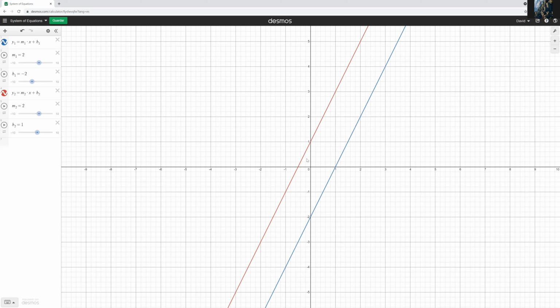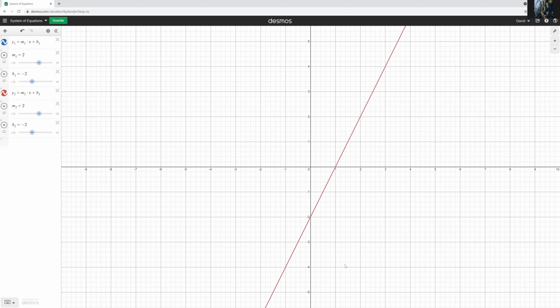And we have the last case. If these two lines not only share the same slope, but they intersect the y-axis at the same point, then if you see, we cannot distinguish one line from the other. That means that every single point on both lines is an intersection point. Therefore, there is an infinite number of possible solutions for this case.